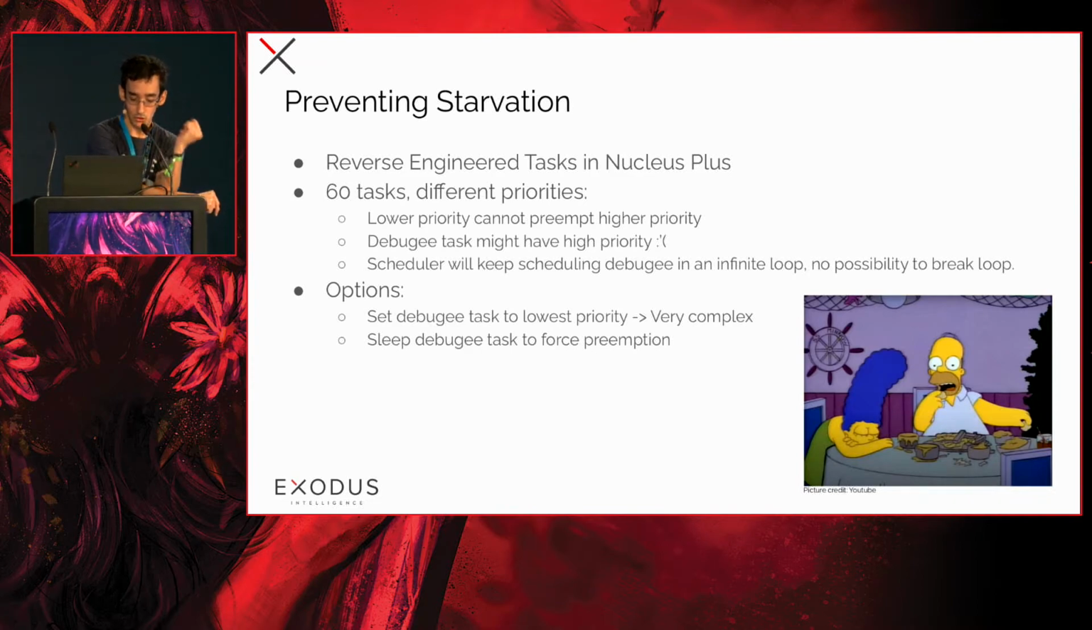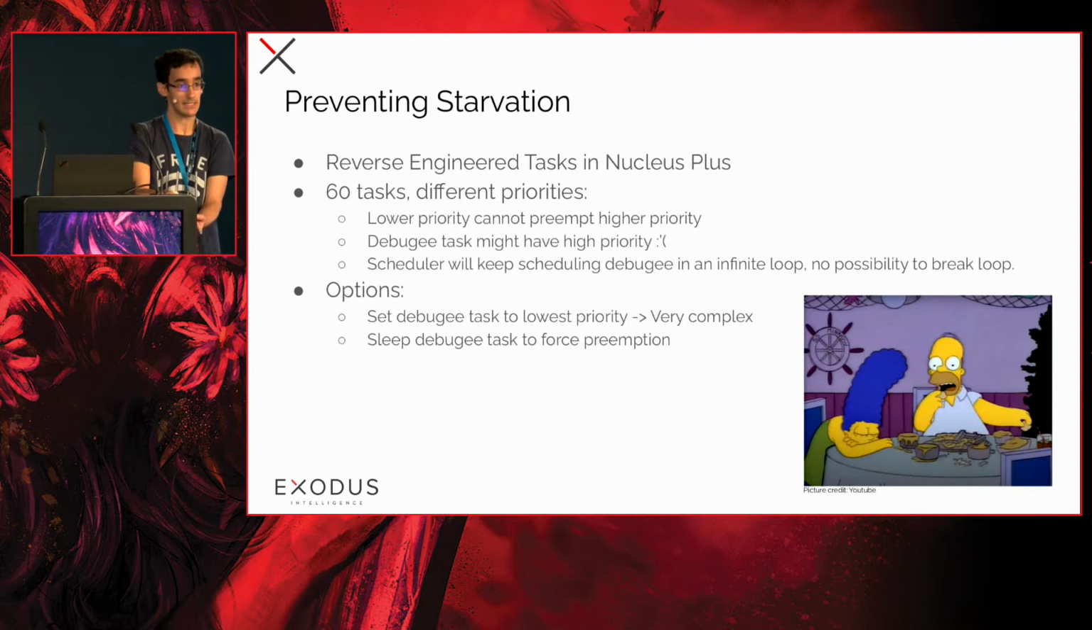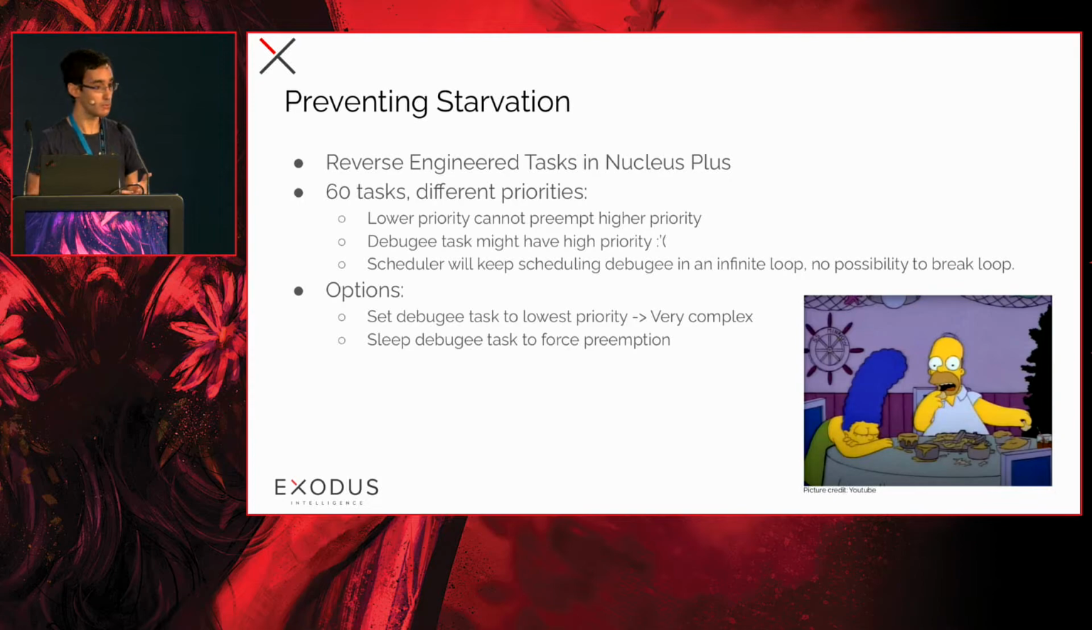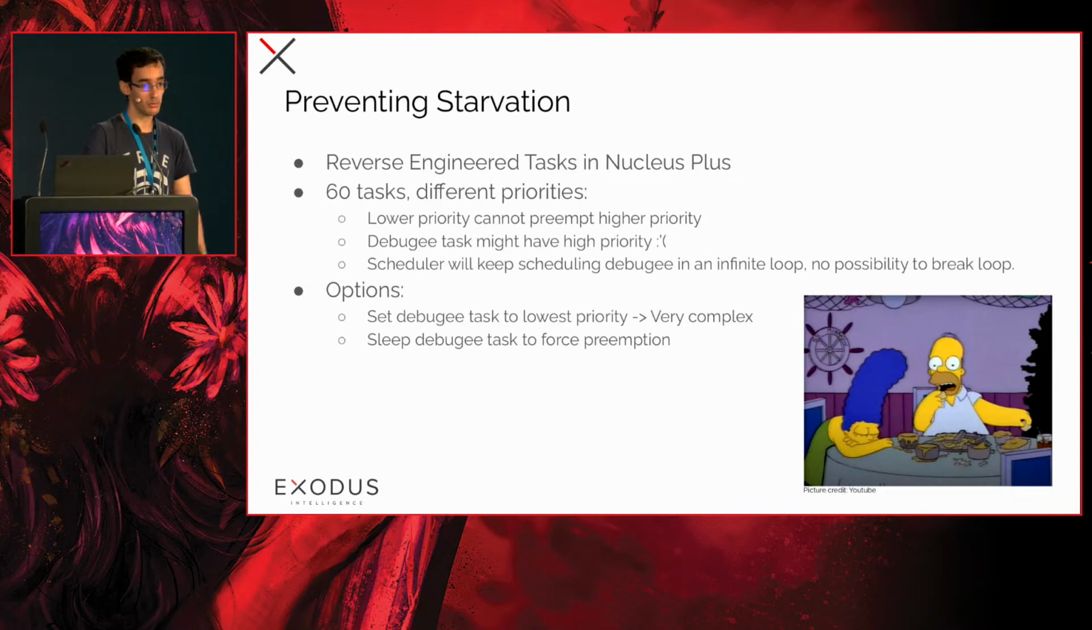And the issue right here is that our debugged task might have a higher priority than the debugger task. Therefore, if the debugged task is stuck in an endless loop, in an active wait loop, we might not be able to kick it out, as the scheduler will keep scheduling it without possibility of breaking the loop. Our options to solve this here are to set the debugged task to the lowest priority possible, but this gives way to many other challenges. And also on top of that, the correct workings of Nucleus Plus might depend on the priorities being configured correctly.